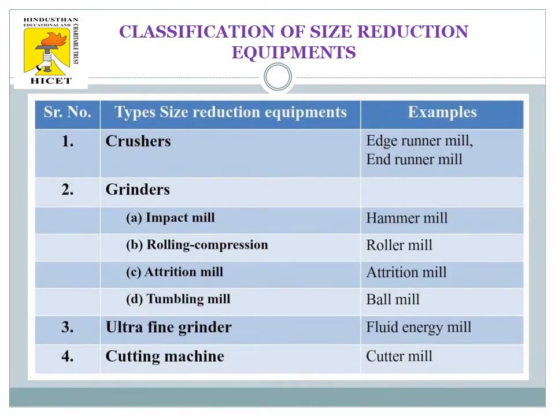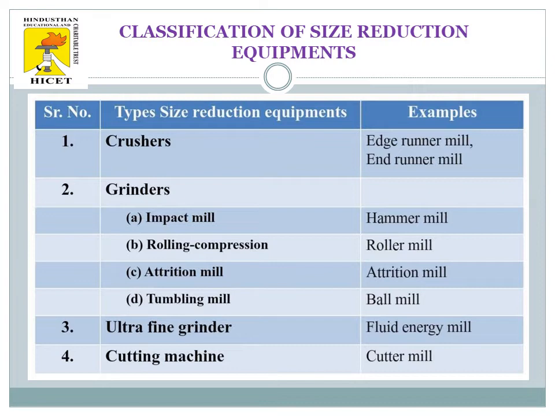Next topic is classification of size reduction equipments. As we know, for size reduction we need size reduction equipment. So these size reduction equipments are classified based upon the particle size we are crushing. For crushing of coarse size material, we will use the crushers. That is the first classification of size reduction equipment. Examples of crusher are the edge runner mill and end runner mill.